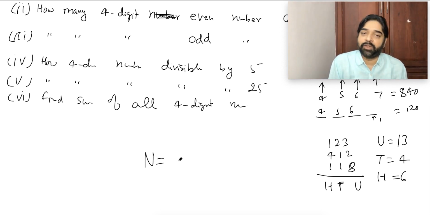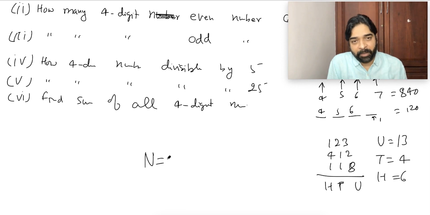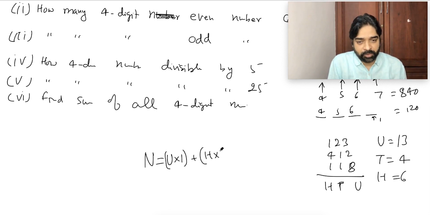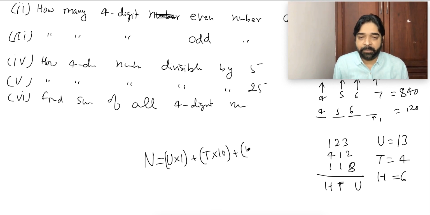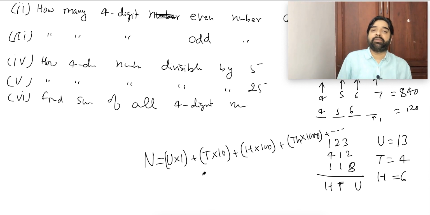Actually, what is the number equal to? Understand this point carefully, how to write the number. Any number is always written as place value into place number, meaning unit place into 1, plus 10th place into 10, plus 100th place into 100, plus 1000 place into 1000, plus so on. This is the way we write the number.